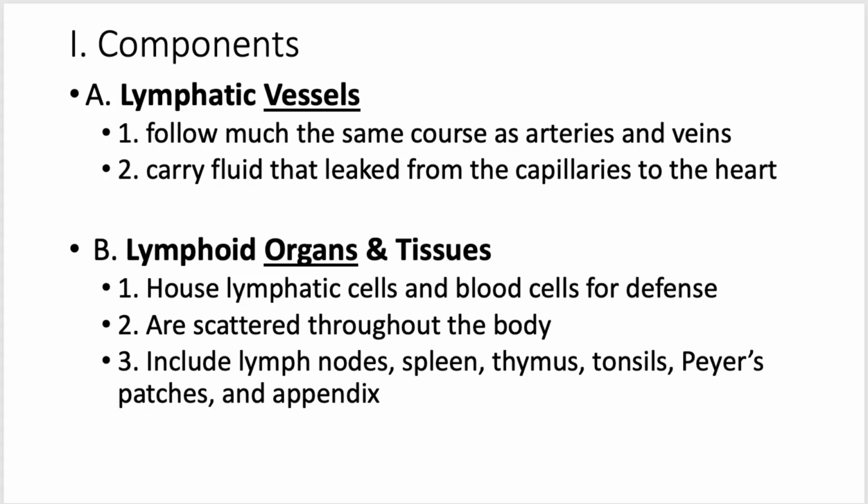The lymphoid organs and tissues are going to house the lymphatic cells and the blood cells, which are going to be used for our immune defenses. And they're all throughout the body. So we're going to see lymph nodes, the spleen, thymus, tonsils, Peyer's patches, which will be in the intestines, and then the appendix as well.